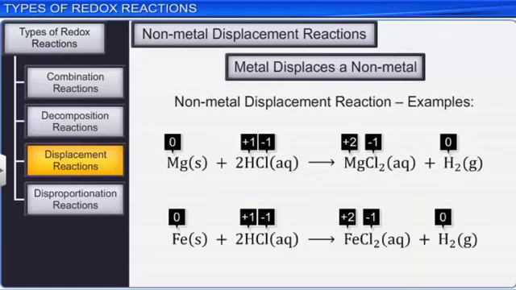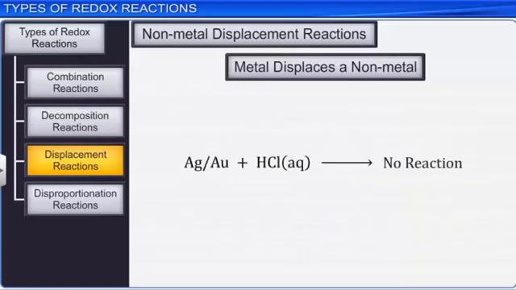Similarly, magnesium and iron react with hydrochloric acid and displace hydrogen from hydrochloric acid to liberate dihydrogen gas along with the formation of magnesium chloride and iron chloride respectively. Very less reactive metals like silver and gold do not react with hydrochloric acid and hence cannot displace hydrogen.